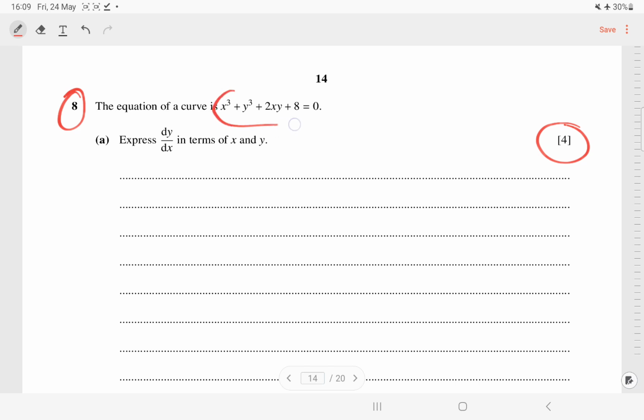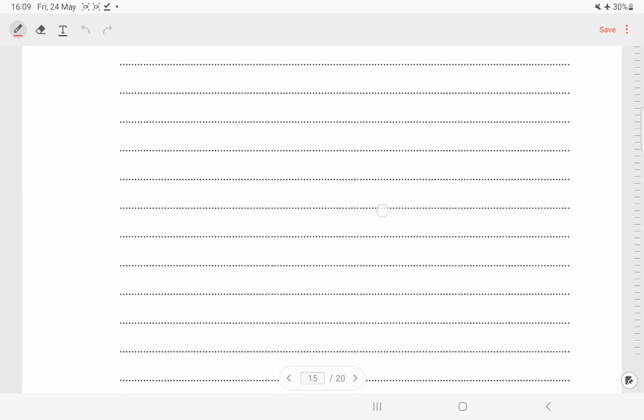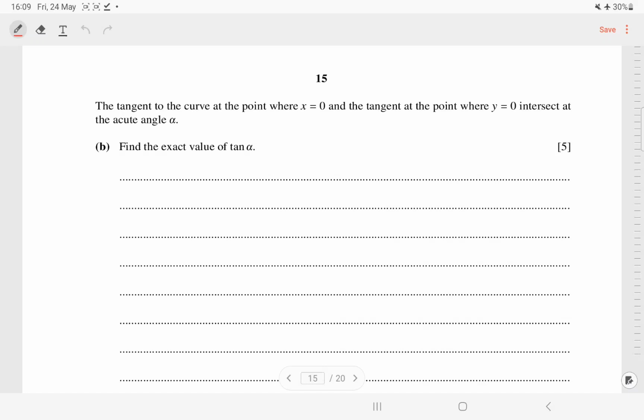They give you an implicit function. This is called an implicit equation. And they said express dy dx in terms of x and y. So we would have to find dy dx there. And then if we keep going, here worth 5 marks again. So first one was worth 4. This is worth 5. The tangent to the curve at the point, and the tangent.